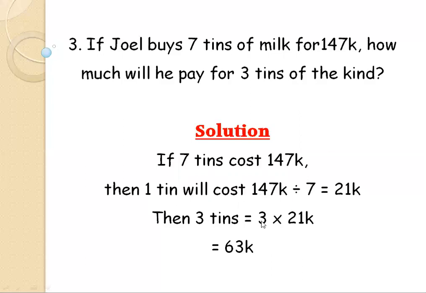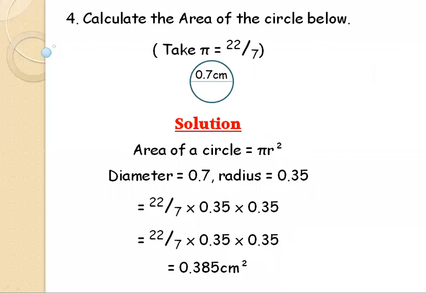So if 1 tin of milk is 21 kobo, that tells me that 3 tins of milk will be 3 times 21 kobo. So 3 times 21 is 63. 3 times 2, 6. 3 times 1, 3. And that is 63 kobo. And that's your answer.